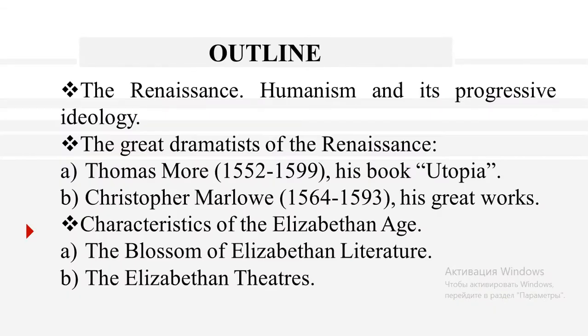During the lecture, the following questions will be discussed. The first, the Renaissance, humanism and its progressive ideology. The second, the great dramatists of the Renaissance, Thomas More and his book Utopia, Christopher Marlowe and his great works. The third question, characteristics of the Elizabethan age, the blossom of Elizabethan literature and the Elizabethan theatres.